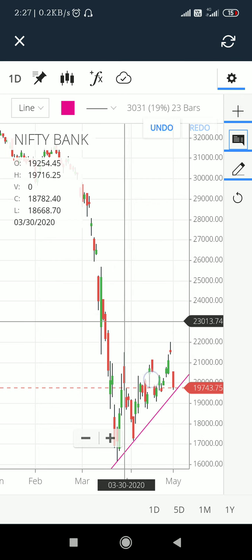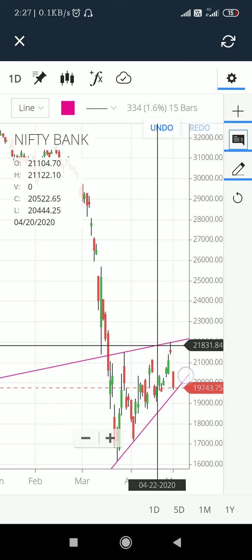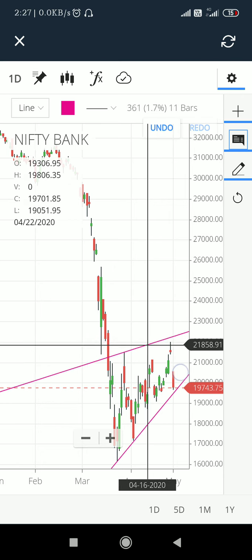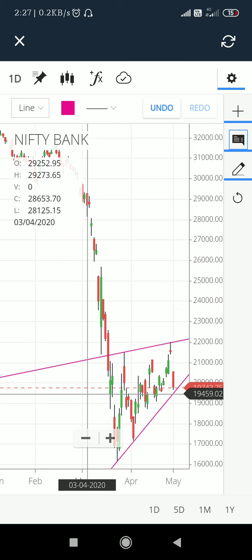Yeah, so mark these levels, and now let's mark the higher highs. So I've marked this level. As you can see, the range is very different from Nifty 50. The Nifty 50 was climbing in a very narrow pattern, and the Bank Nifty pattern is still broader.